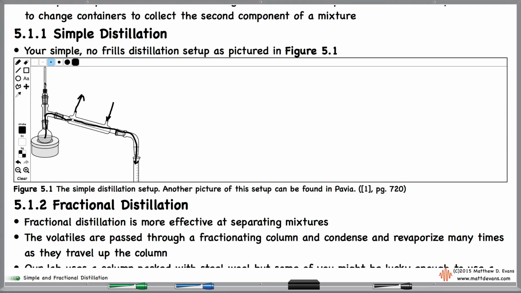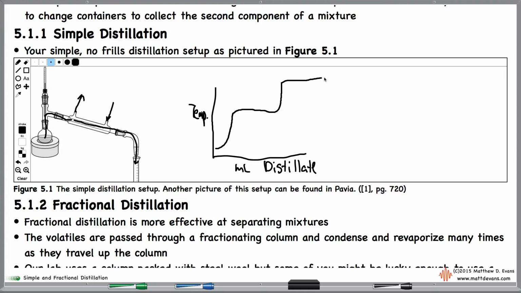So with the temperature data, later you make a graph, and the graph should, in theory, go like this, ideally, where milliliters of distillate collected and temperature ideally goes something like this. It rises really rapidly, and then it levels out, and then it goes up again and levels out again.